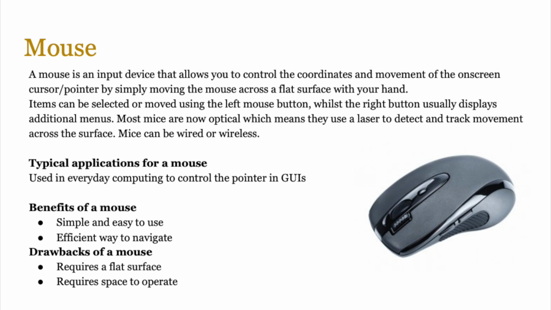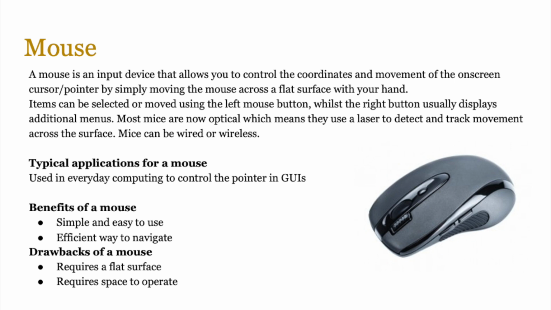Next up is a mouse. A mouse is an input device that allows you to control the coordinates and movement of an on-screen cursor or pointer by simply moving the mouse across a flat surface with your hand. Items can be selected or moved using the left mouse button, and when you press the right mouse button, generally a context-sensitive menu pops up.